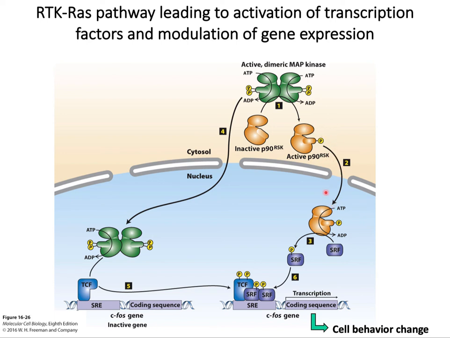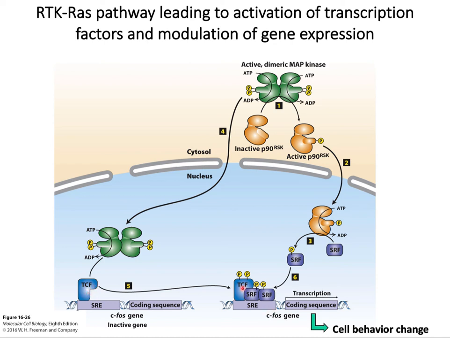The active P90 then moves into the nucleus and phosphorylates SRF, which is a serum response factor, which is a transcription factor. Now, second, in steps 4 and 5, MAP kinase translocates into the nucleus and phosphorylates this TCF, which is the ternary complex factor. This is a transcription factor already bound to the promoter of the CFOS gene.